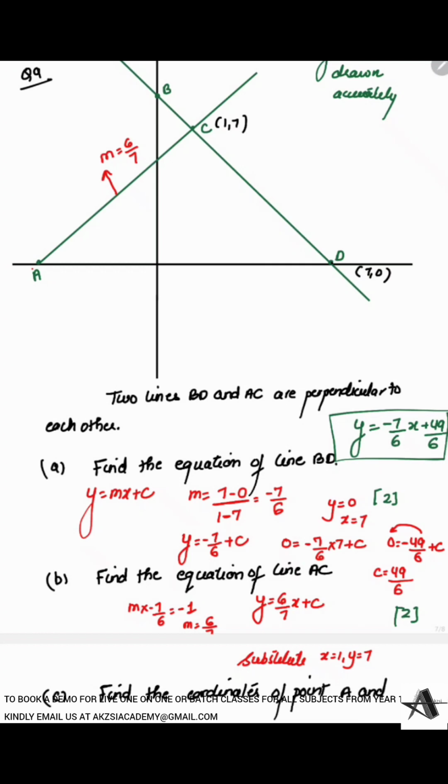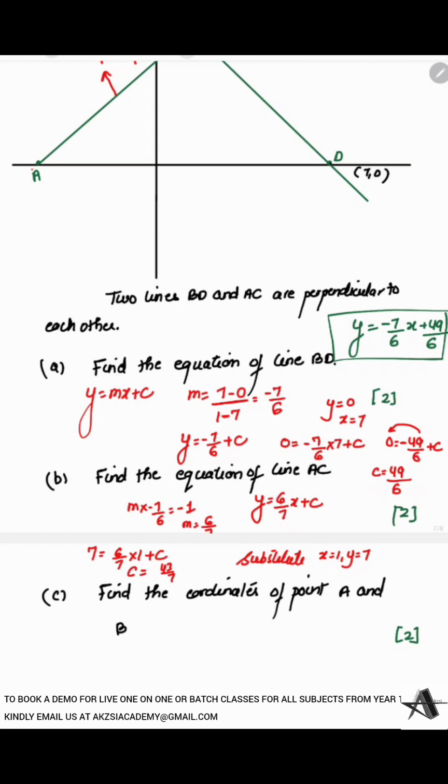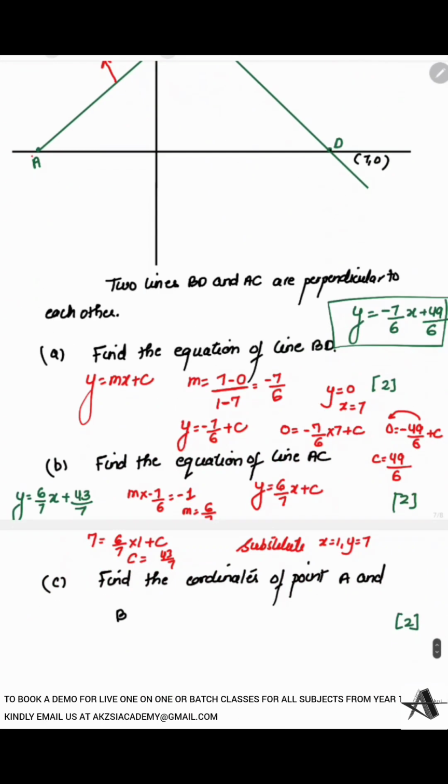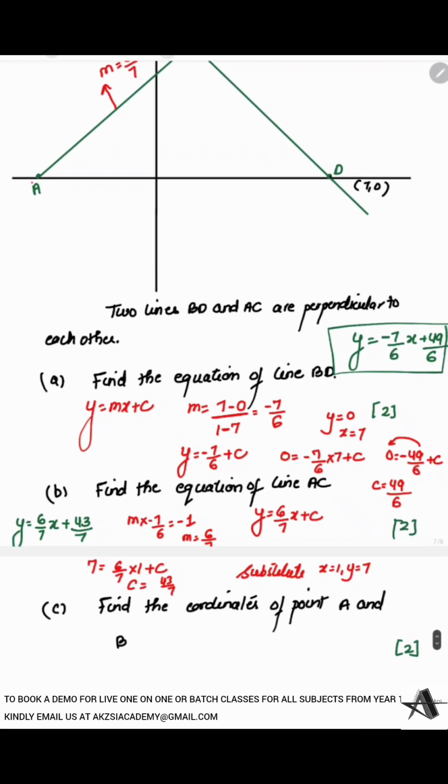There is not much space here, but still, 7 equals 6 over 7 into 1 plus c. From here, c I can say is 43 over 7, and the final equation is y equals 6 over 7 x plus 43 over 7. This is the equation of line AC. The very last question is find the coordinates of points A and B.